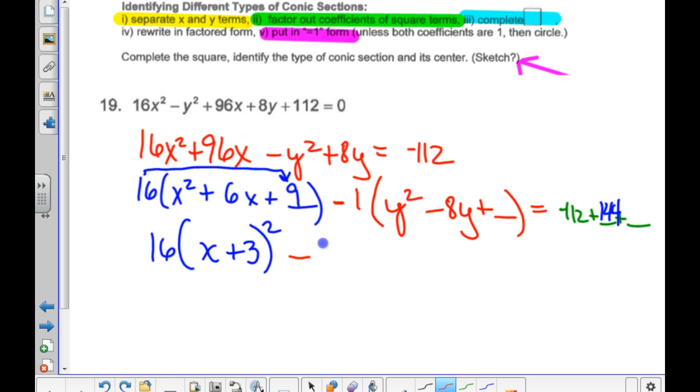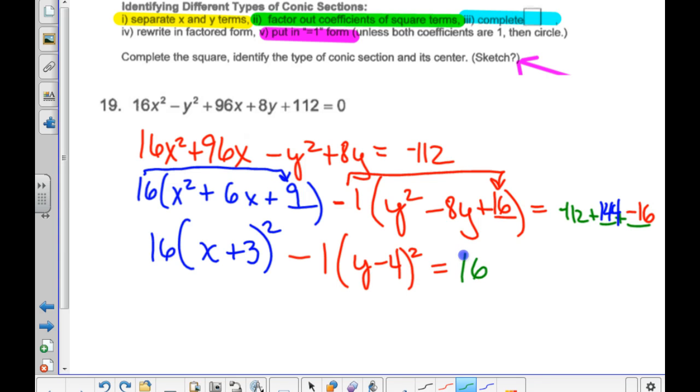Good job, Brennan. Okay. Y squared minus 8y becomes y minus 4, quantity squared, and we add a 16. But do we add a 16 to that side? This side really has a negative 16 on it now, so we need a negative 16 over here to keep them equivalent. Negative 112 plus 144 minus 16. I need some simplifying. Oh, guess what? Magically comes out 16.